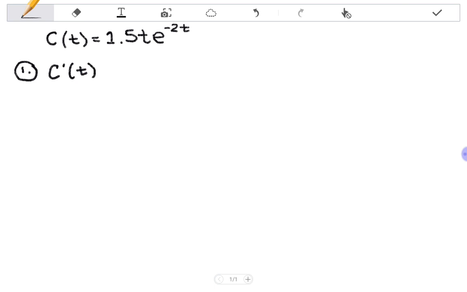And this is the whole reason I picked this one. It has a couple good rules. So first of all, we have 1.5t times e to the negative 2t. So we have t's that are multiplied. We're going to have to use the product rule. So good review of that.